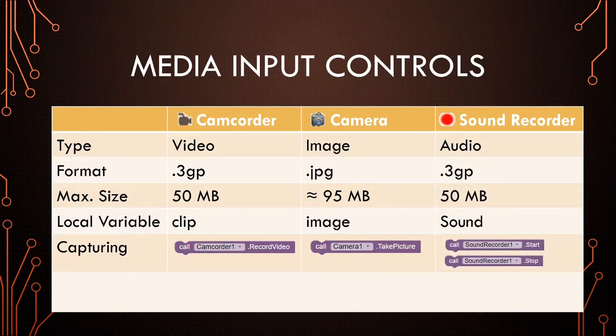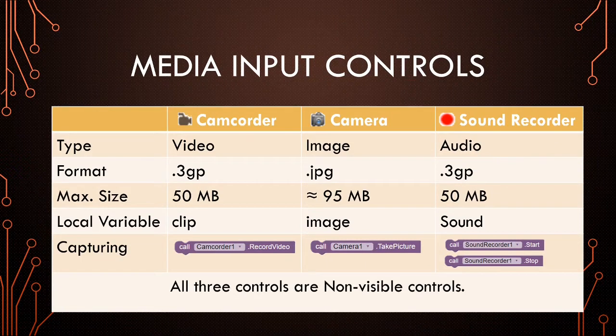The sound recorder is for audio. It also records in the 3GP format. It has a maximum file size of 50 megabytes. Its local variable is called sound, and it's got two blocks that we use. One to start the audio recording, that's like hitting the record button on a recorder, and then a stop block, which is like hitting the stop button to stop the recording. All three of these controls are considered non-visible controls. They don't have anything that you see on the screen itself. They're just background controls that connect to different hardware pieces on the device that you're using.